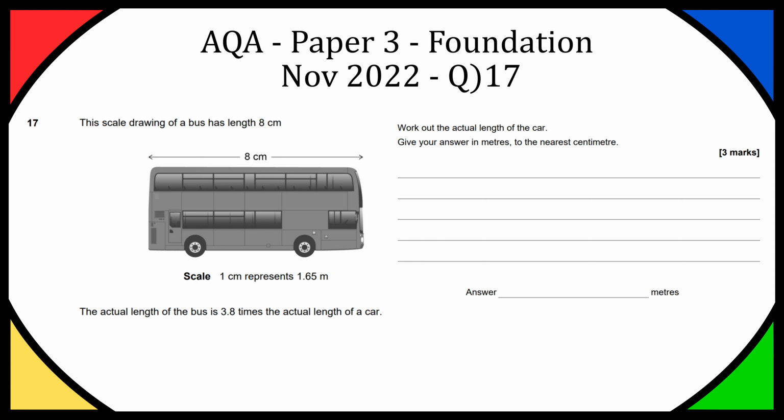So question 17 says this scale drawing of a bus has length 8 centimeters. We have a black and white visual representation of the bus. It's labeled as 8 centimeters, and then the scale says 1 centimeter represents 1.65 meters.